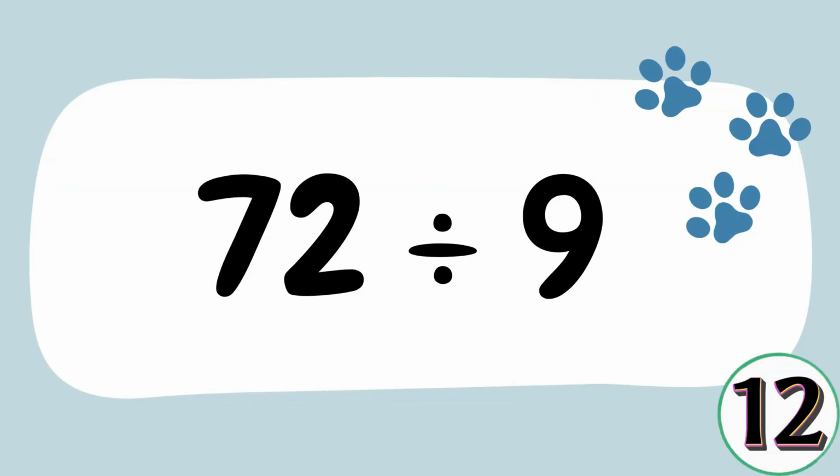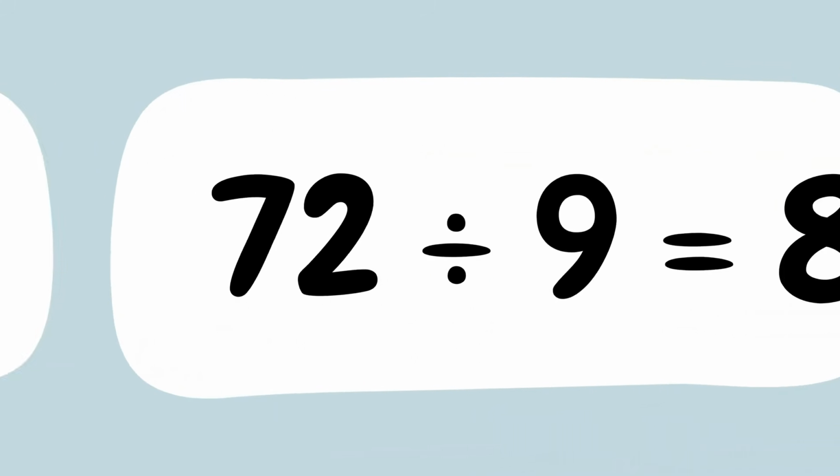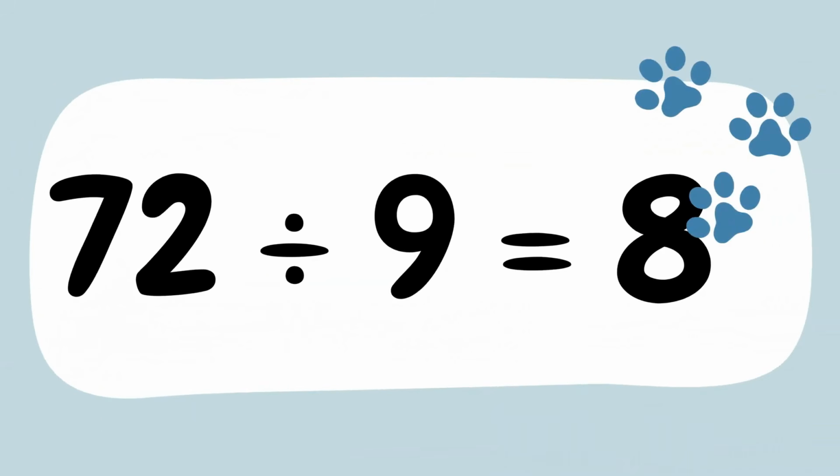What is 72 divided by 9? 72 divided by 9 is 8.